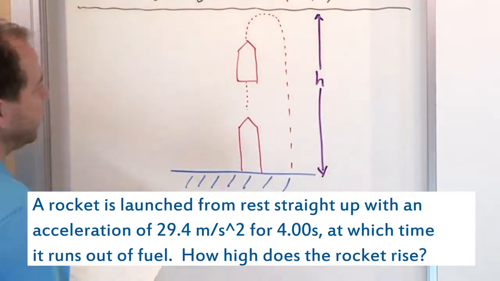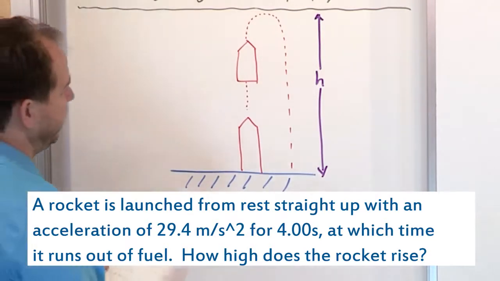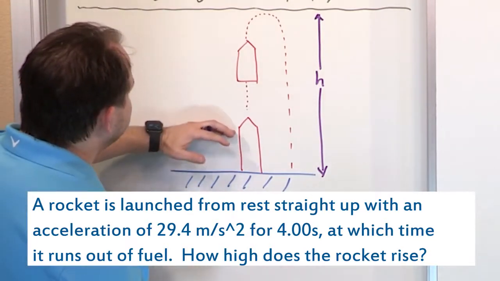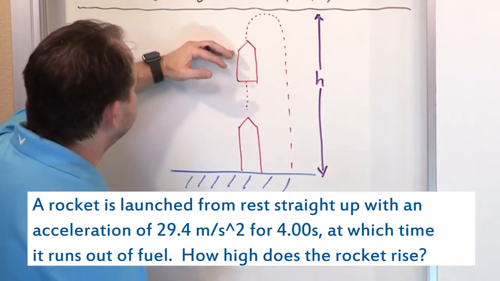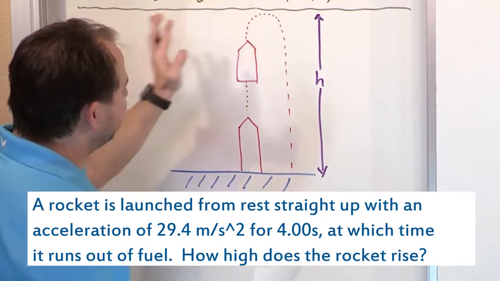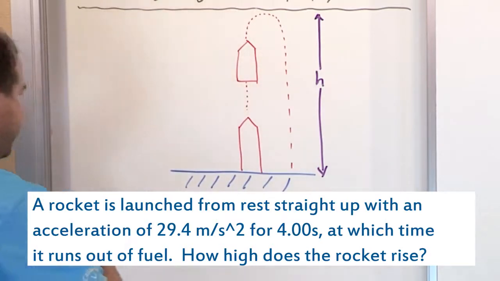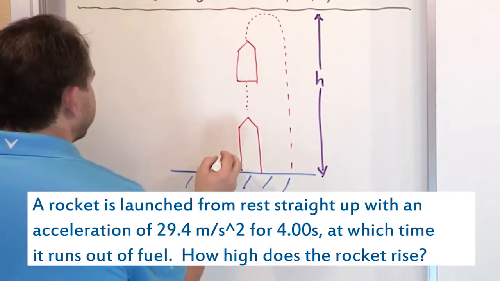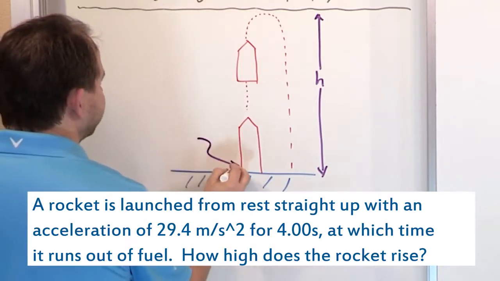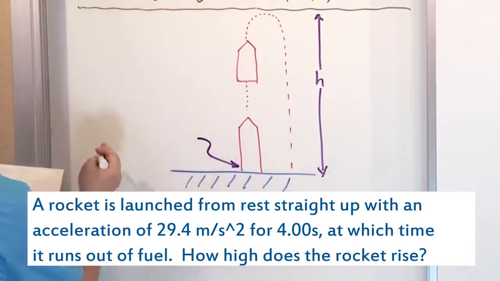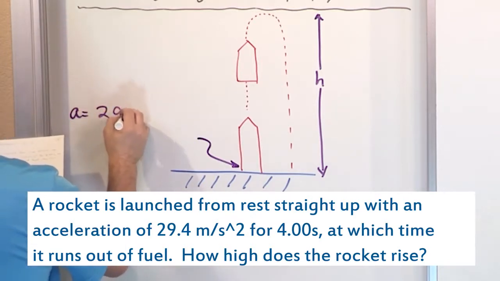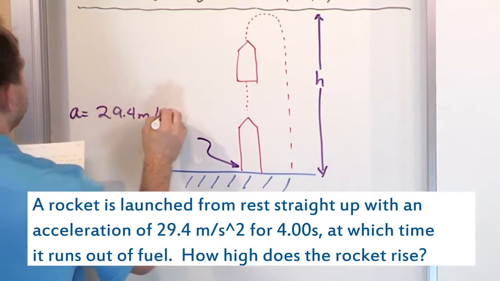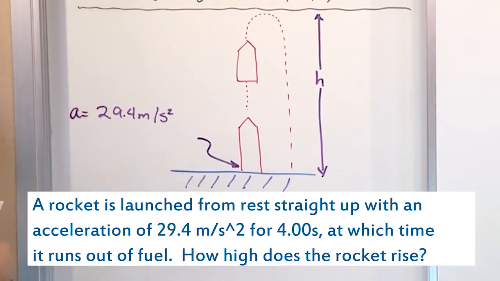But the total height is really going to be the sum of two different heights. How high does the rocket go during powered flight? And then after powered flight's over, how high does it rise until it finally slows down? So there's two sub-problems in here. That's the best way to handle it. So let's write down what we know about the different parts of the motion. Right when the rocket starts, the acceleration is 29.4 meters per second squared, and that's upward, so we have a positive sign there.